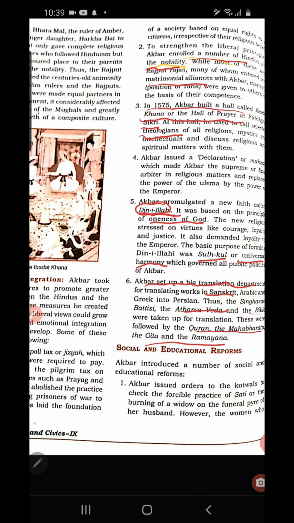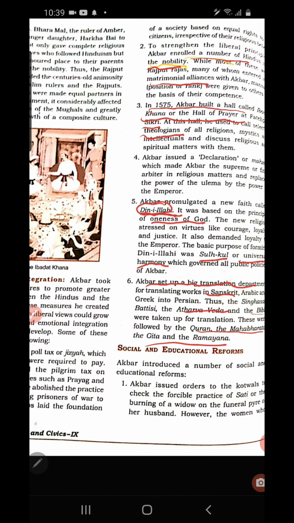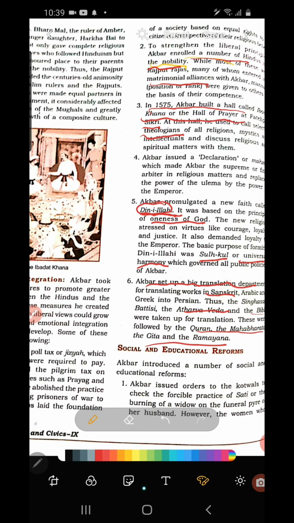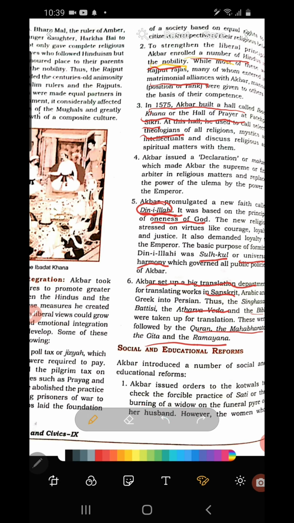Next, he also brought about several social and educational reforms during his period. So what are the social and educational reforms? Like Sati. What was Sati? The practice of burning a widow on the funeral pyre of her husband is called Sati. It existed in ancient India, but during Akbar's period, even if the woman was not willing, she was possibly pushed by others into the funeral pyre of her husband.